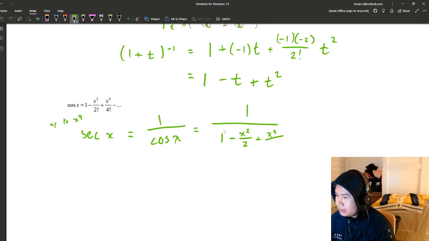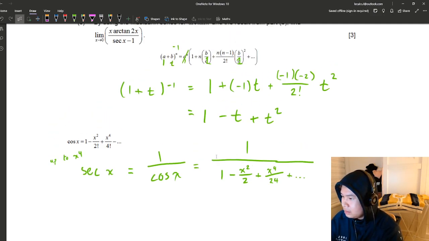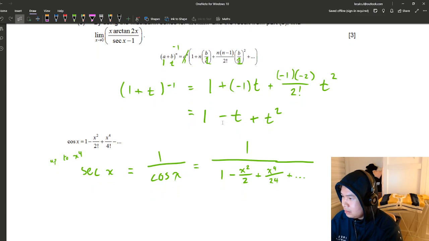And then 4 factorial is 4 times 3 times 2, which is 24, dot, dot, dot. Right? Okay, and then I need to show it looks like this, and I need to use part A. So you gotta remember that -1 is the reciprocal, and I just said that this is literally the reciprocal.